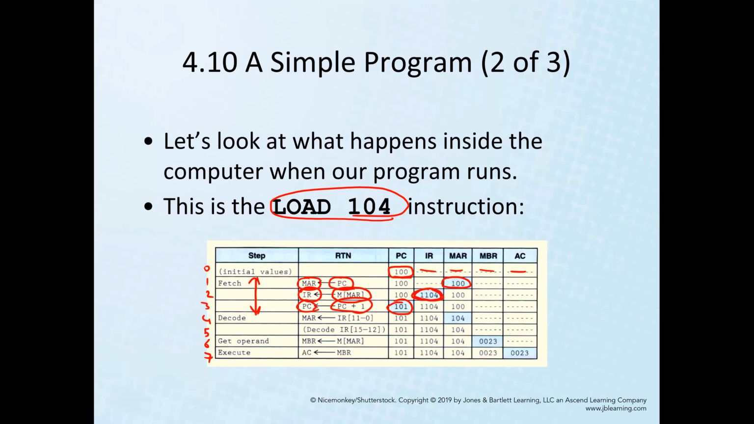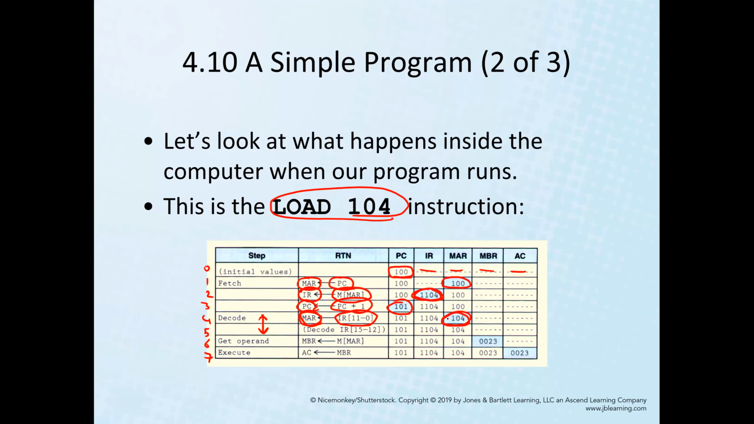Next, the next phase is the decode phase, which consists of these two cycles. In the first cycle of the decode phase, bits 0 to 11 of IR, which is the address, will be moved to MAR. So MAR at this time will be 104, because we need to load the content of this address.